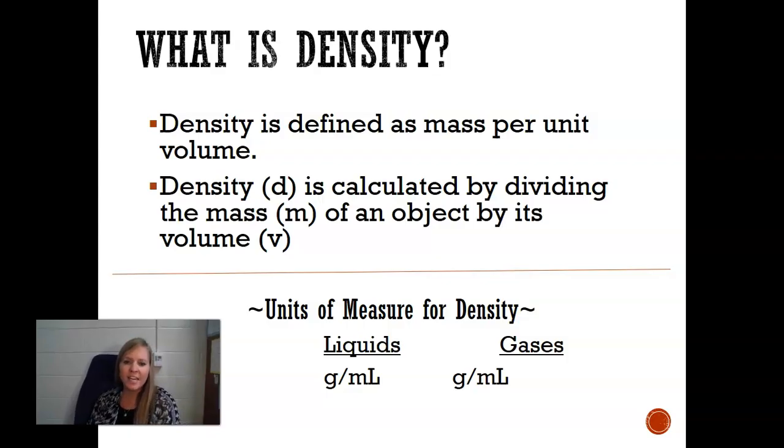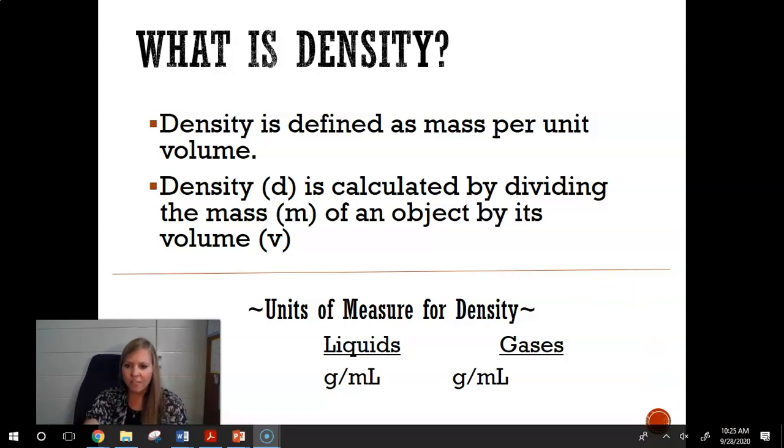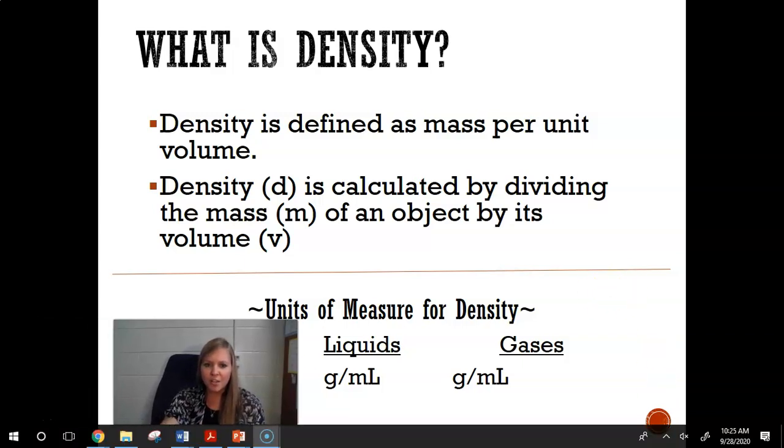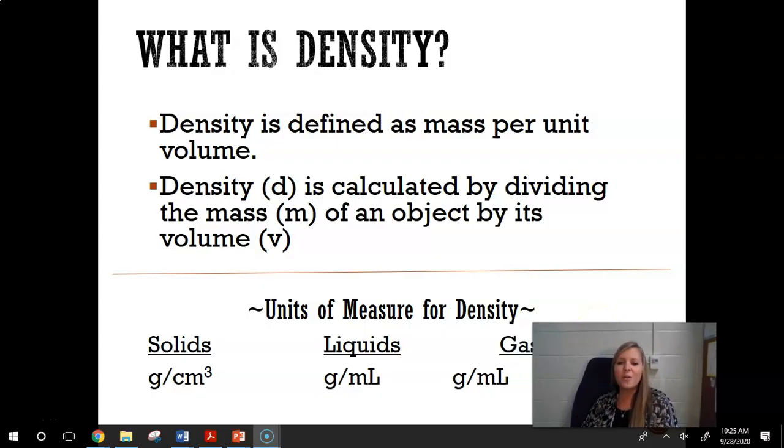Okay, so density is defined as mass per unit volume. So when we look at our equation, we're going to have D, M, and V. D is going to stand for density, M is going to stand for mass, and V is going to be volume. When we calculate this, it's dividing mass by the volume. There are going to be three different units of measure for density. If it's a solid, it's going to be grams per centimeters cubed. A liquid will be grams per milliliter, or a gas will be grams per milliliter.